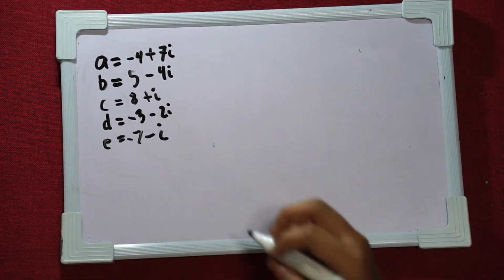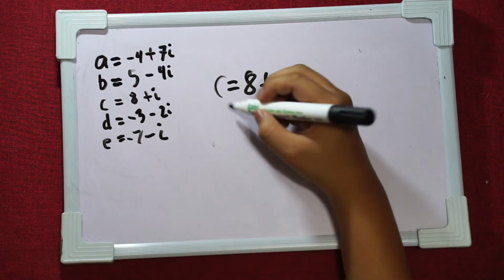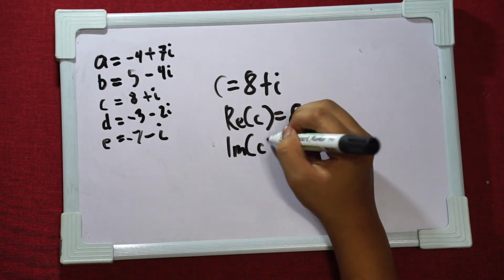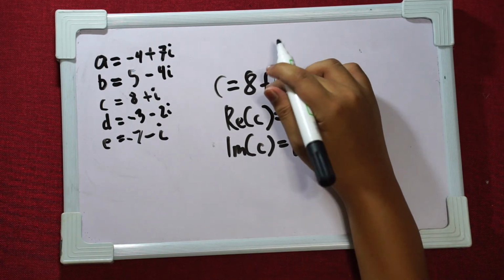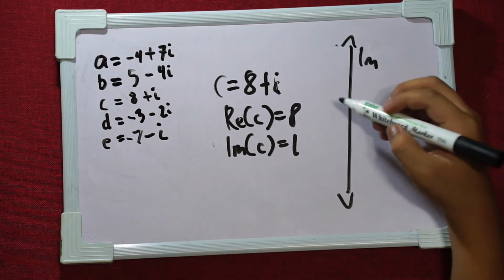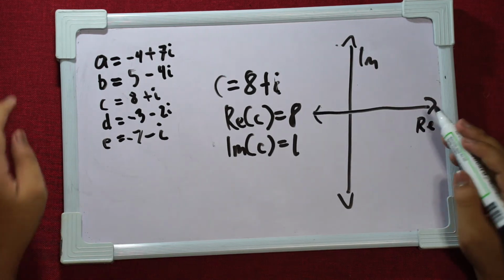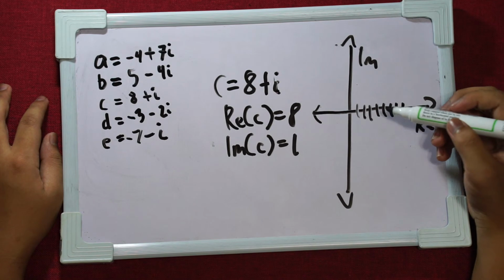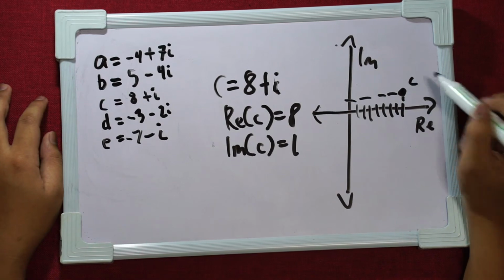The answer for c is, the real part of c would be 8, and the imaginary part of c would be 1 because there's an imaginary number here, in case you forget. When we plot, this would be the imaginary axis and this would be the real axis. So the real part of c is 8. So 1, 2, 3, 4, 5, 6, 7, 8. And the imaginary part would be 1. So it would be here. This would be c.